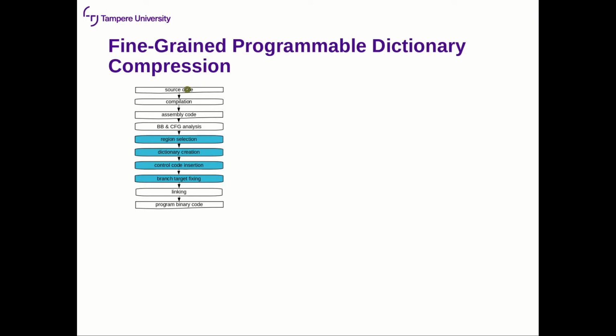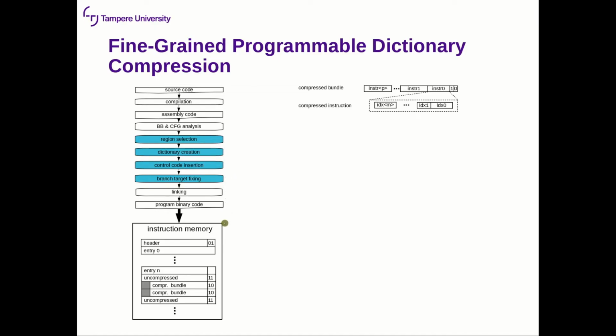We start with the source code, which we compile into assembly. For the purposes of this paper, we do basic block and control flow graph analysis from the assembly code. With the control flow graphs, we then select regions to compress, followed by creating dictionaries for each of the compression regions. We then insert control code, which in our case are special header instructions telling how much to fill to each dictionary. Finally, since we are dealing with code compression, we have to fix branch target addresses, after which we can finish the image. When the compressed image is loaded into the instruction memory, it looks like this.